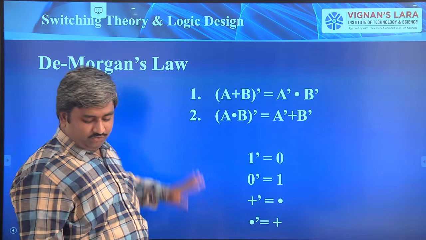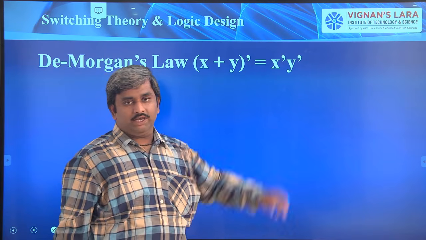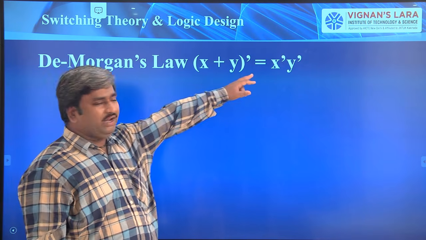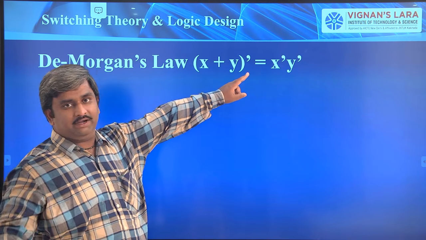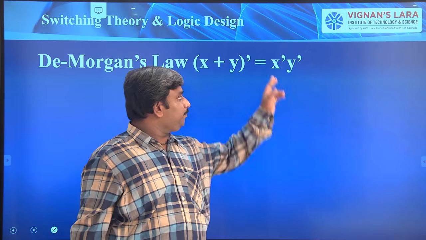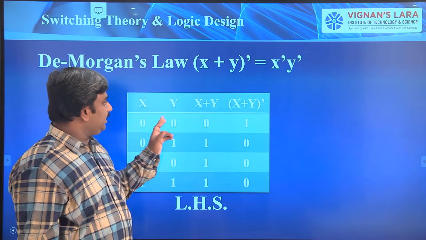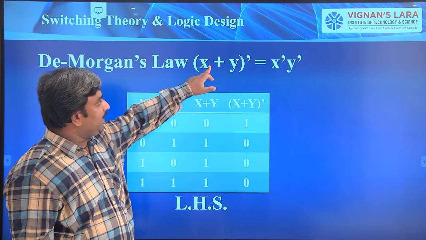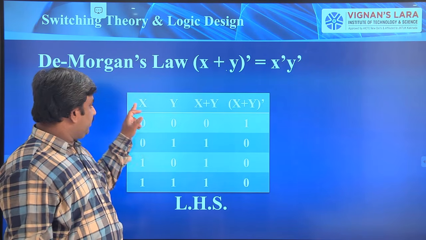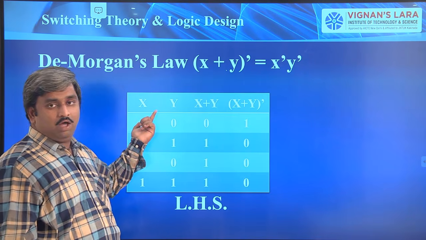So coming to the proof of De Morgan's law. The first law: x plus y whole bar is equal to x bar dot y bar. The dot, there is no need to represent separately. The plus we have to represent, but the dot, the product, there is no need to represent. So see here, first the LHS. What is the LHS? x plus y whole bar. So the x value and y value, these are the possible combinations of the inputs.